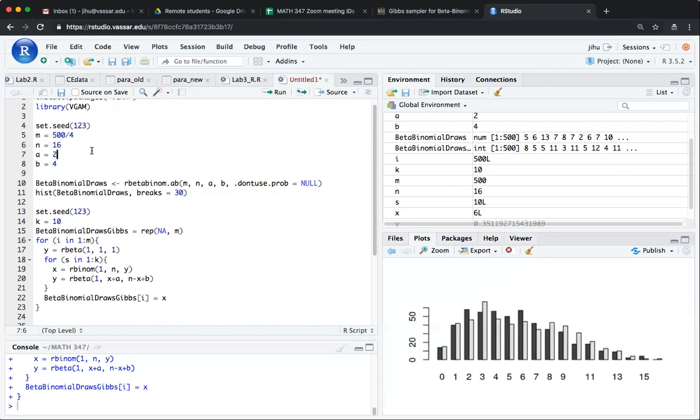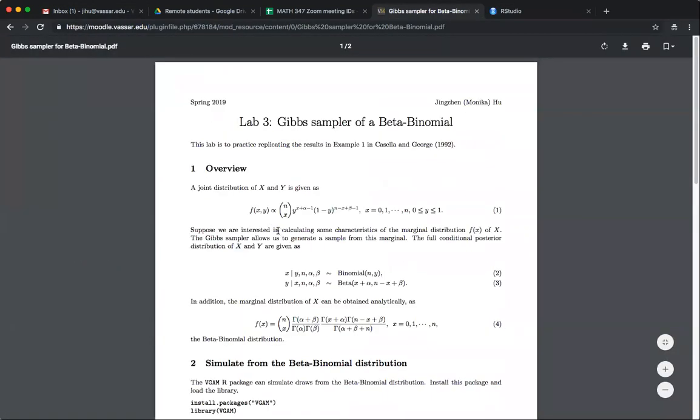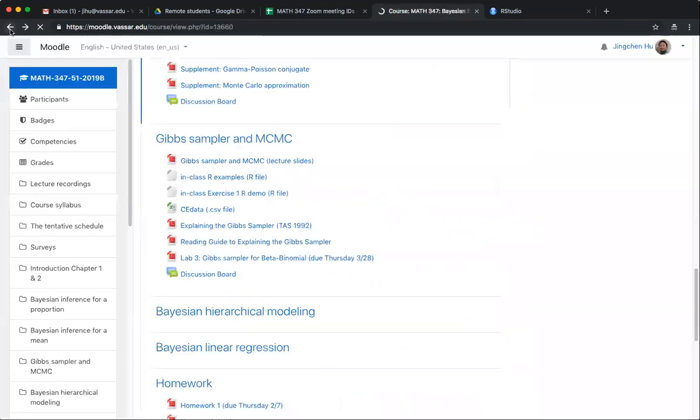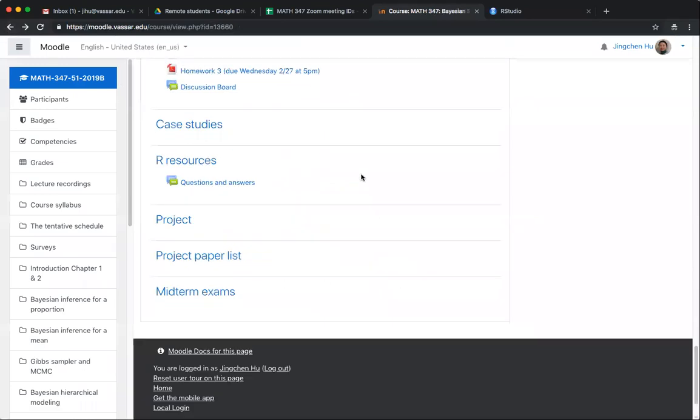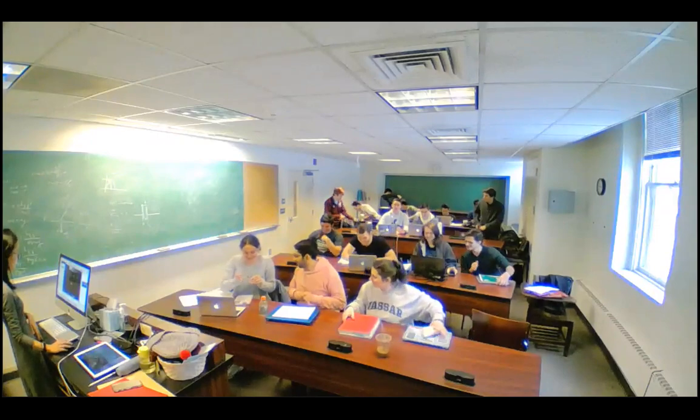All right, so we're going to end here. This lab is due on the Thursday after we come back from break, but I think most of the material is there. I will upload the sample script that I have on Moodle for your reference, and you don't need to do the parallel computing part for that.